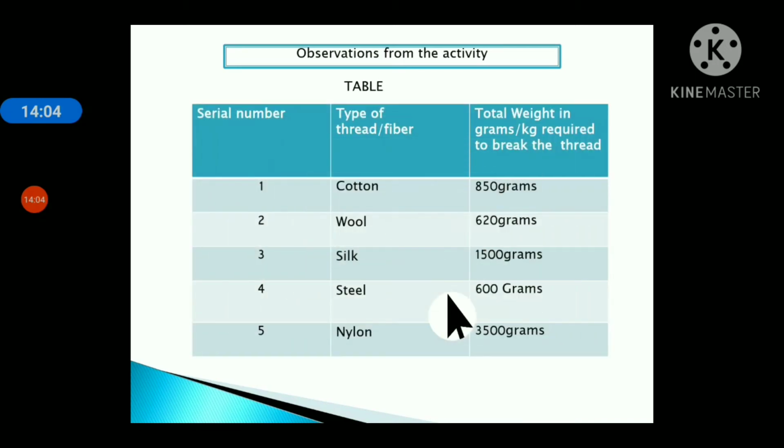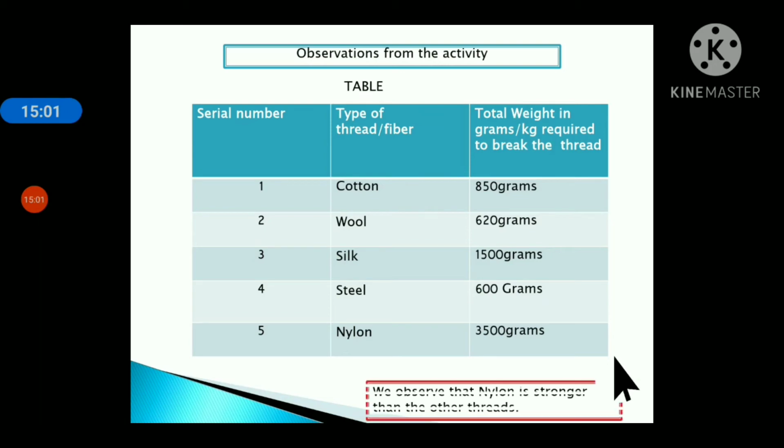After the activity, what are the observations? See here children, cotton holds 850 grams. We will see in the activity that cotton gets 850 grams weight, wool breaks the thread at 620 grams, silk at 1500 grams, steel at 600 grams, and nylon at 3500 grams. That shows the strength of the thread. Nylon holds more weight, so you can say that nylon is much stronger than other threads.